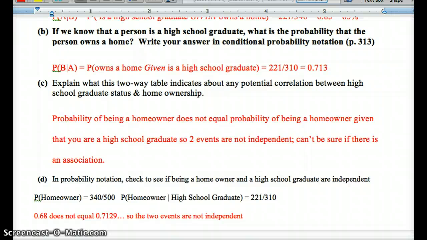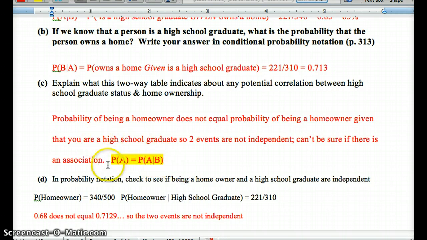Remember, for two events to be independent, this has to be true: the probability of an event has to equal its probability given that another event occurred. So the probability that event A occurs should be the same as the probability that A occurs given that B has occurred. This just means that B happening doesn't change the probability that A happens. That's the definition of independence. Event B does not change the likelihood that event A is going to happen.